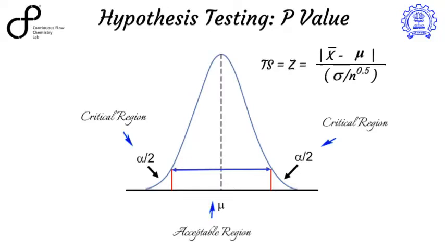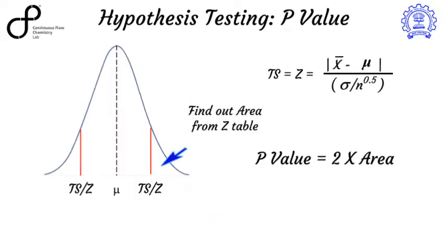Remember this picture of hypothesis testing for a given significance level. The critical regions and the acceptable region for the test statistic are clearly marked here. The expression for the test statistic is also given here. It is important to note that the test statistic here is a z-distribution and therefore has a z-value which is independent of the significance level. Therefore, what we can do is to mark the corresponding z-value of the test statistic on the distribution as shown here.